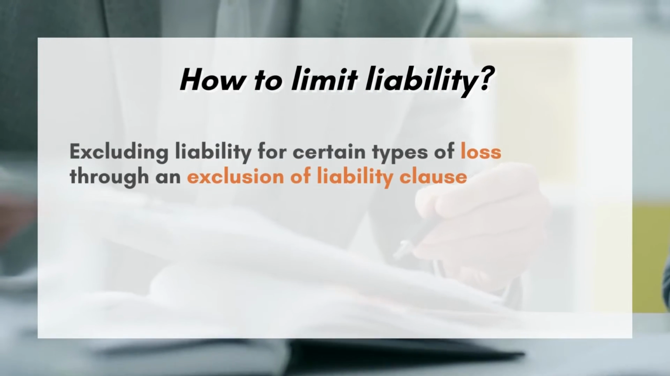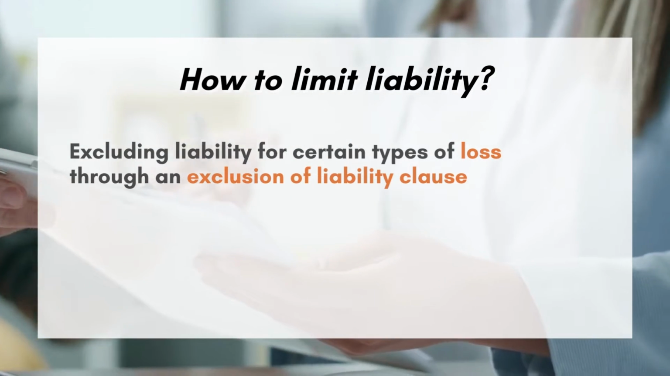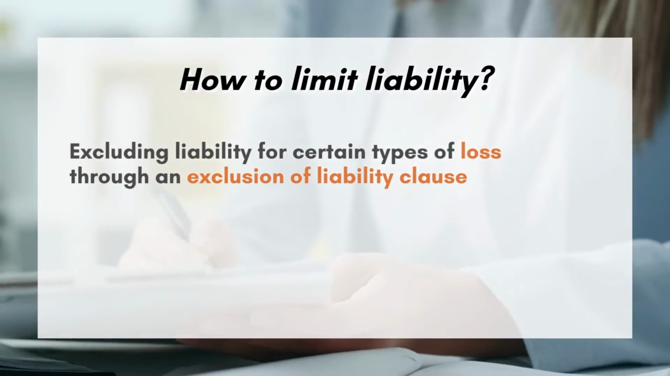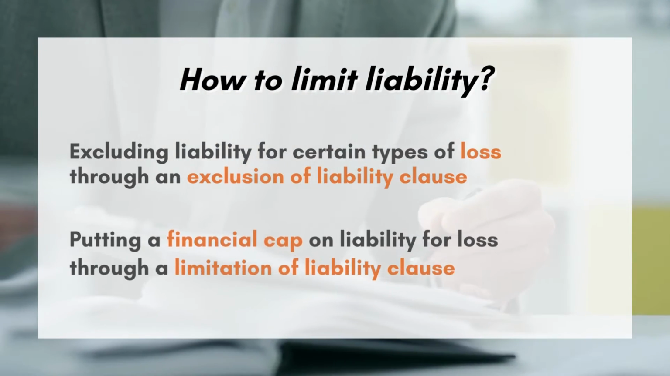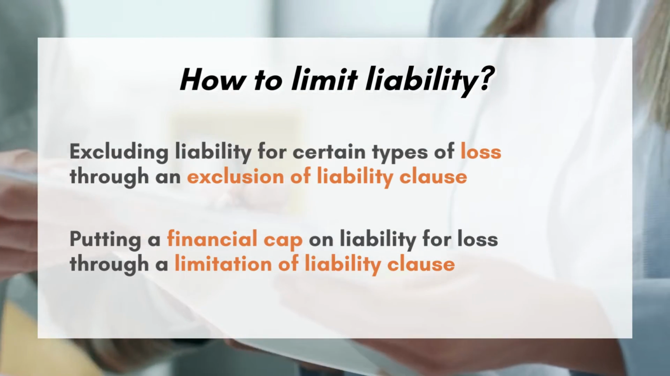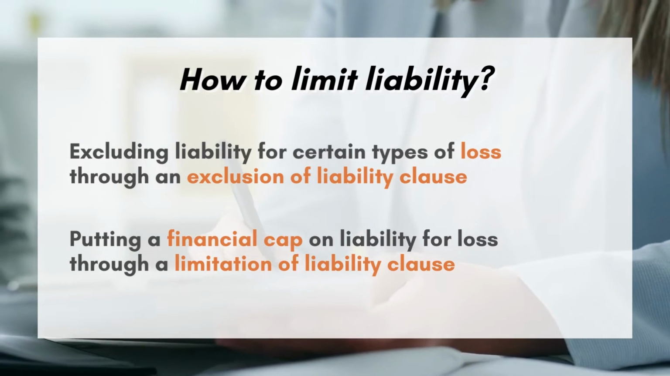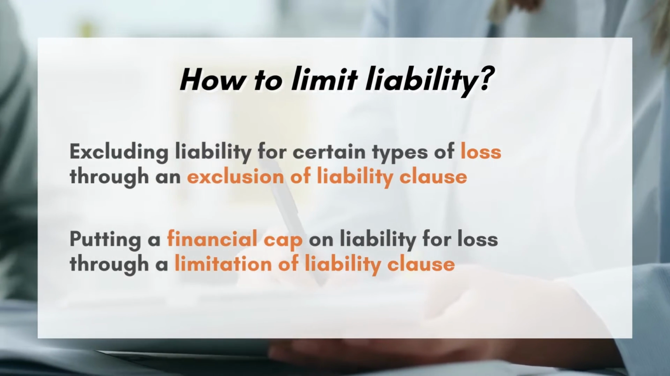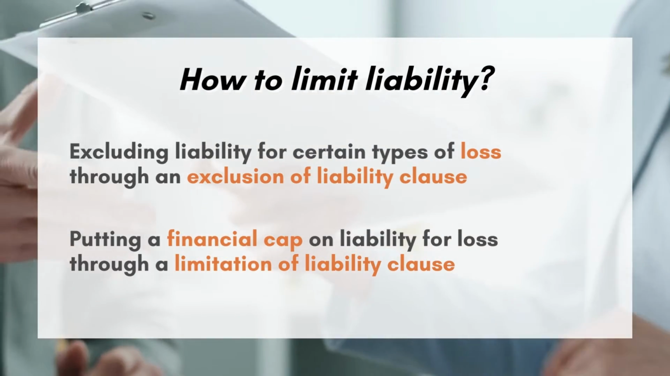The most direct way for parties to limit contractual liability is by number 1, excluding liability for certain types of loss through an exclusion of liability clause. Or number 2, putting a financial cap on liability for loss through a limitation of liability clause. Both these clauses seek to either limit or exclude a party's liability or the counterparty's rights or remedies.